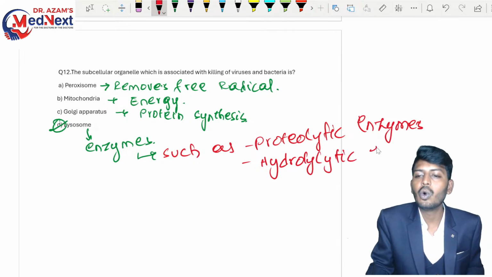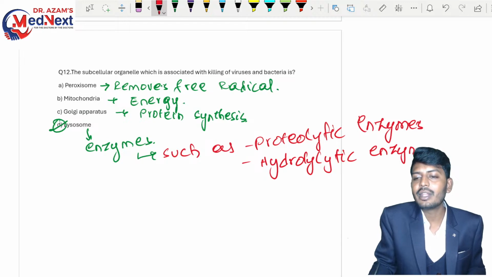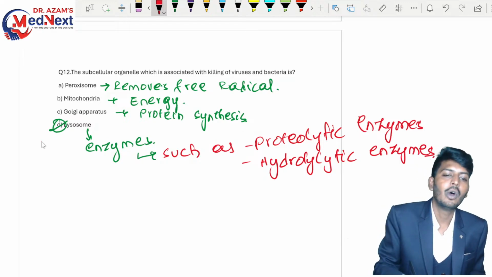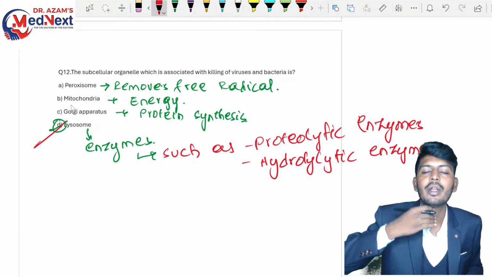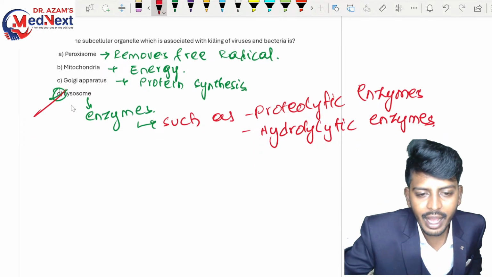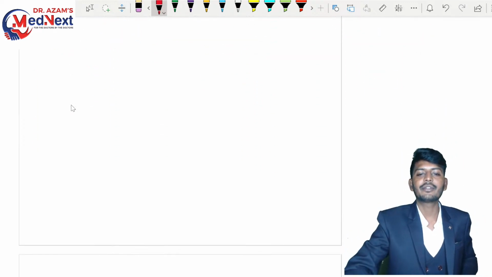एंजाइम्स. व्हाट विल दे डू? दे विल किल द सेल्स आल्सो, दे विल किल द बैक्टीरिया आल्सो. सो द आंसर इज लाइसोसोम बच्चों. द आंसर इज डन. चलिए आगे बढ़ते हैं. लेट्स गो टू द नेक्स्ट क्वेश्चन.